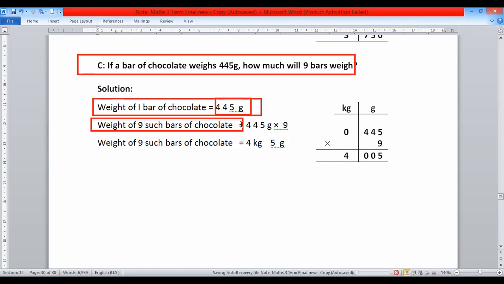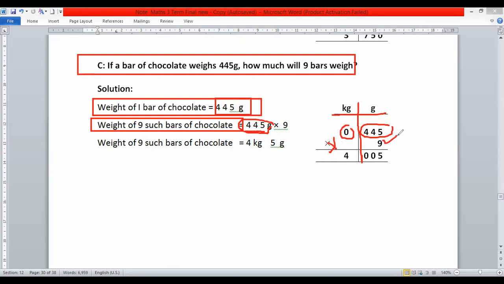weight of 9 bars of chocolate is equal to 445 gram multiplied by 9. So you have to write here gram and kilogram in columns. After that, here only grams are given. There is no kilogram. Here only grams are given, so you have to write grams below grams, and below kg you have to write 0.